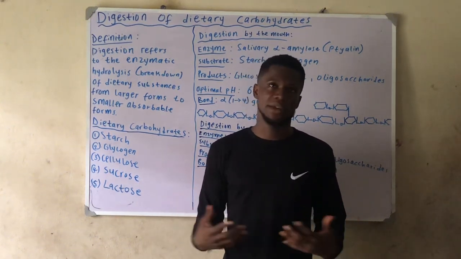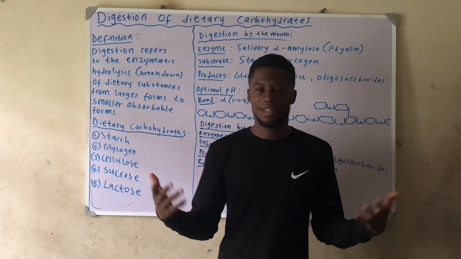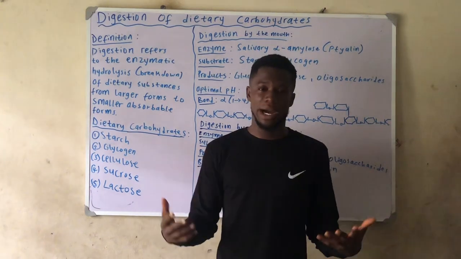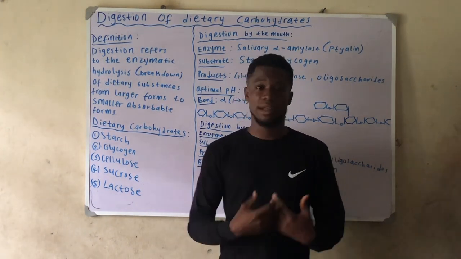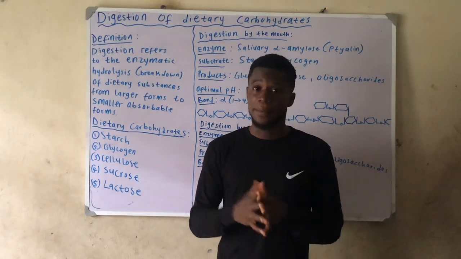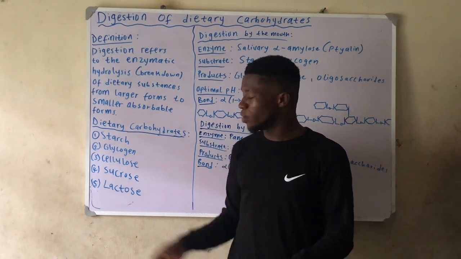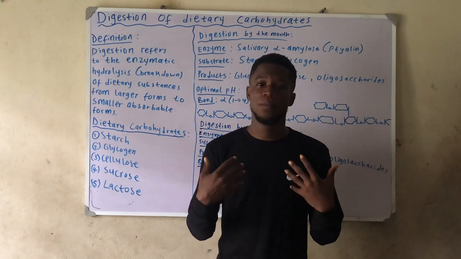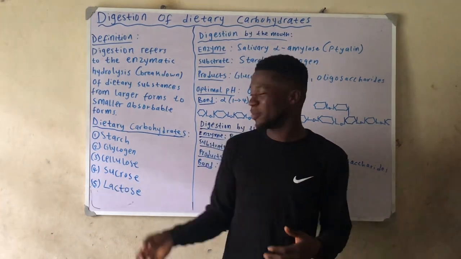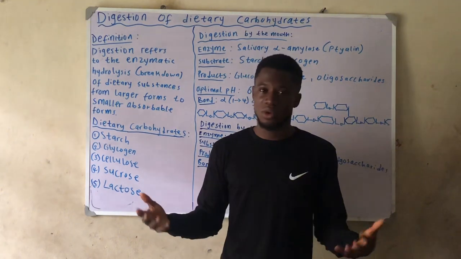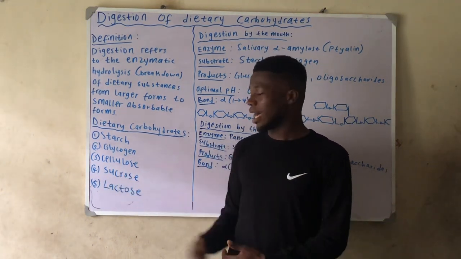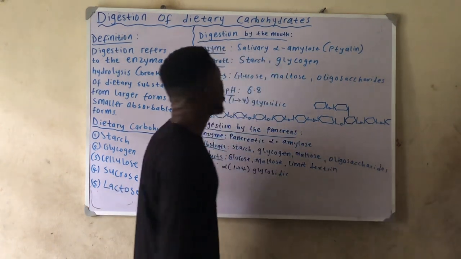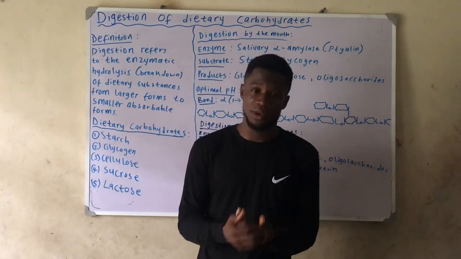Starch, like you can find in yam, in cassava, in African countries, and in bread. Basically, all plants store their carbohydrates in the form of starch, while animals store their carbohydrates in the form of glycogen. Cellulose is also a dietary carbohydrate, although we can't digest it, but we need it for our poop. I'll explain more later. Sucrose is also called cane sugar by some authorities, and lactose is also called milk sugar.